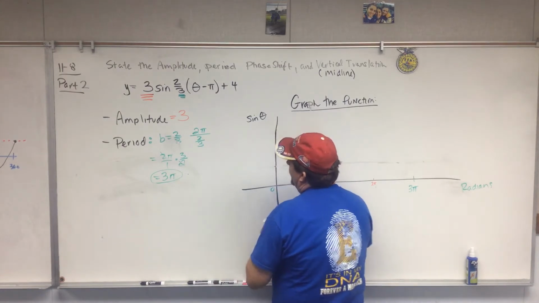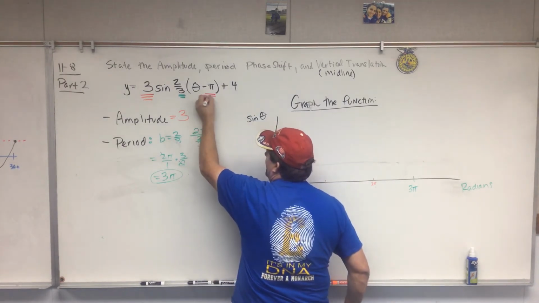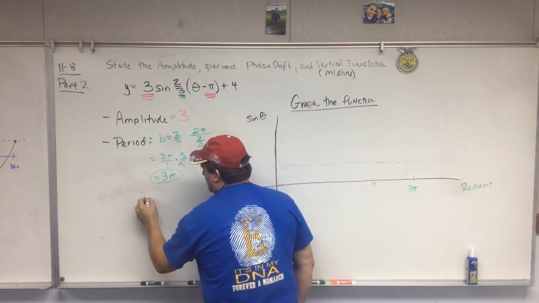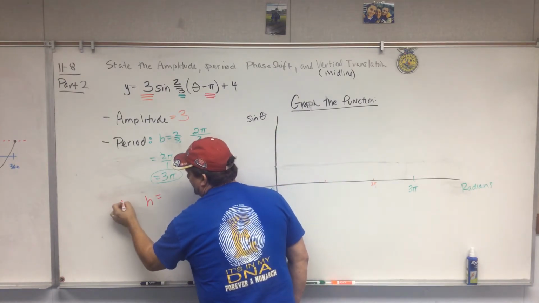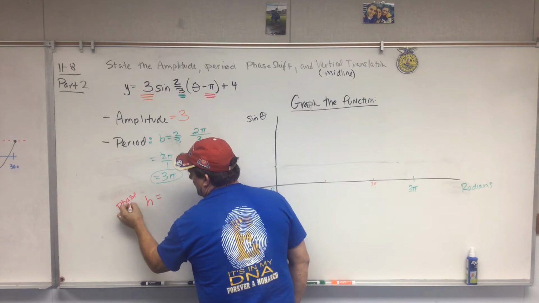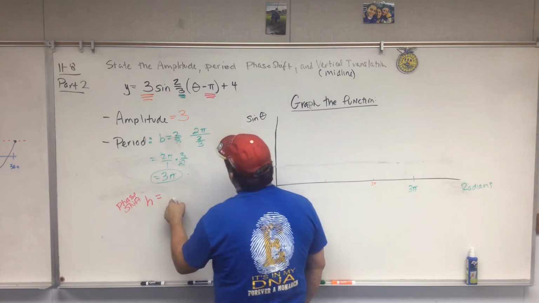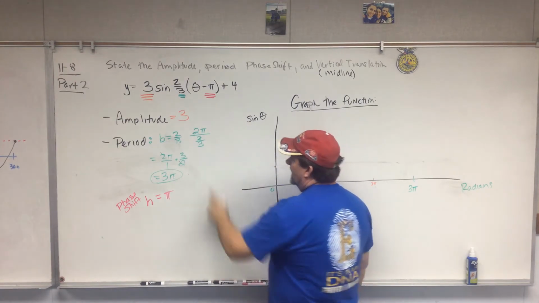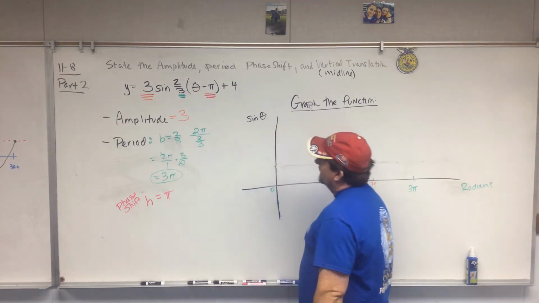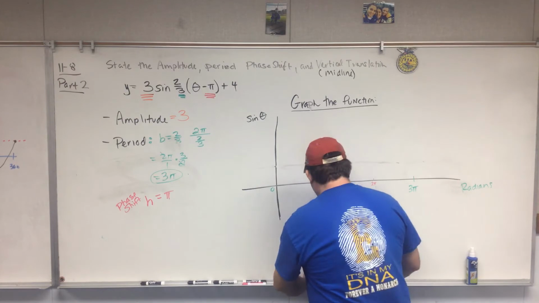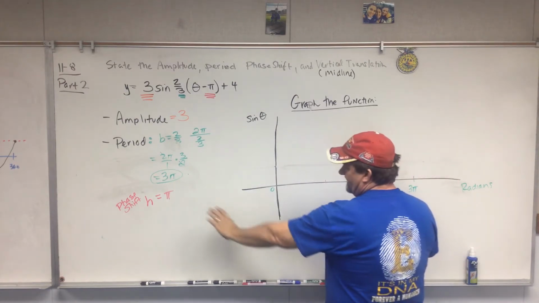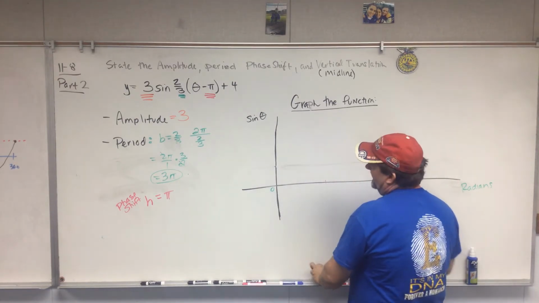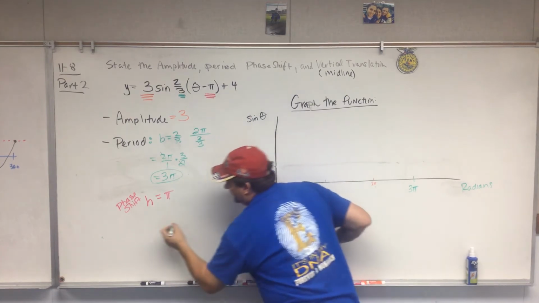All right, let's look at our phase shift. We'll do that in red. Our phase shift is right here. It's always the opposite. So our H for our phase shift is pi. Opposite of what you see there. That's negative pi, we're getting pi. Now I've got a phase shift of pi, and then my midline is 4.